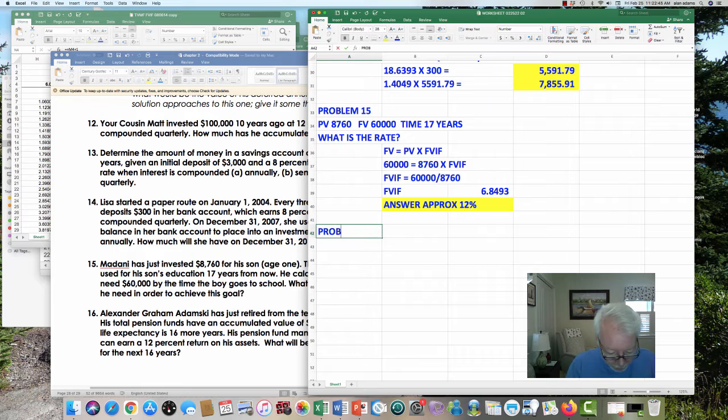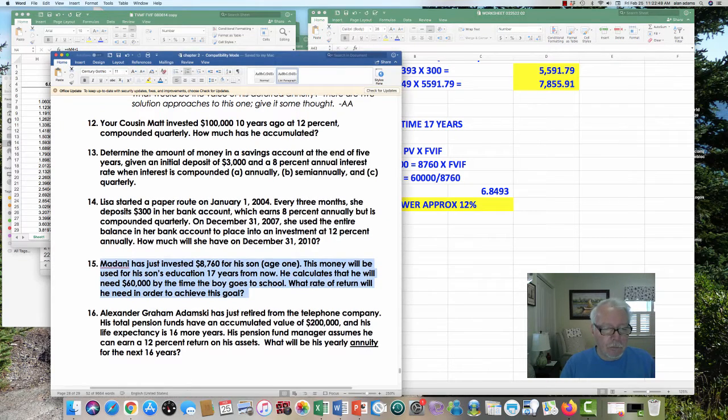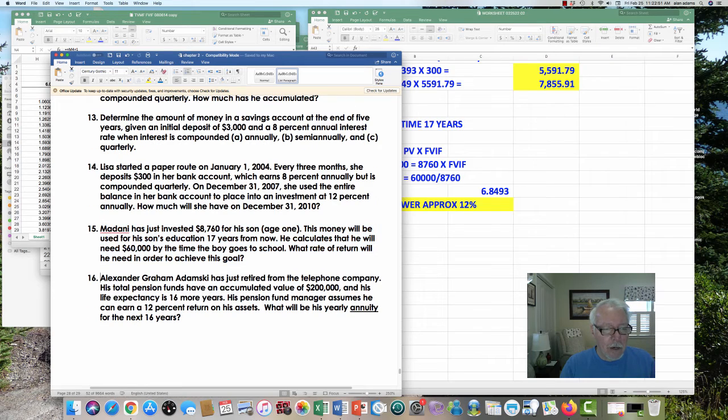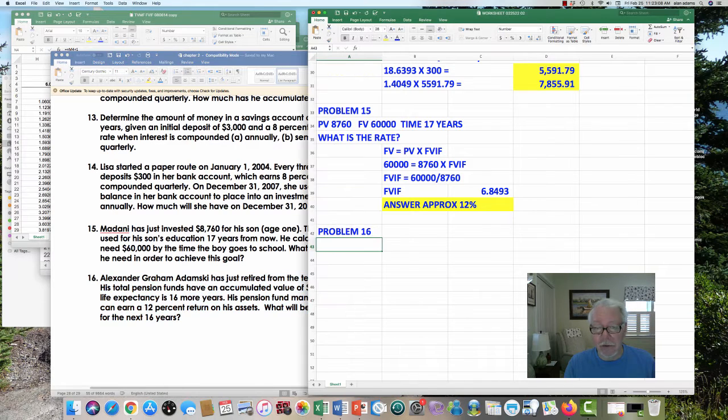We're going to do problem number 16, and let's see what we've got. All right, here we are. We have a gentleman who has reached retirement age, and he has accumulated a pension fund. He saved money through his company. So now he's ready to retire, and the manager of the company says, you have $200,000. Okay, let's write it down. Always write down the facts as we go.